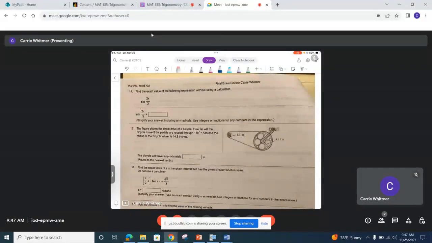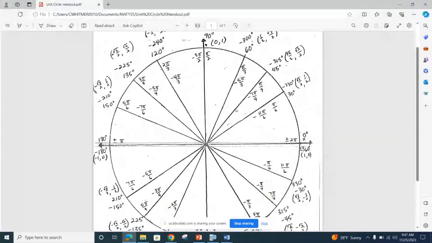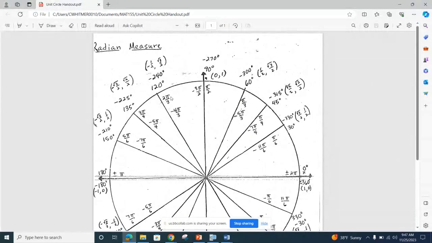Okay, 14, when we're looking at the sine of 2 pi over 3. Remember, sine is y. Here's my unit circle. 2 pi over 3 is in quadrant 2, and so the y coordinate is radical 3 over 2.